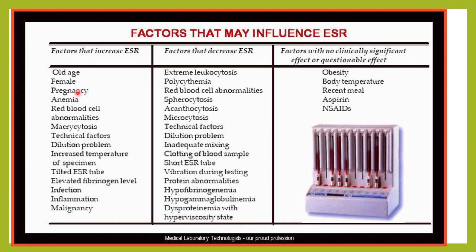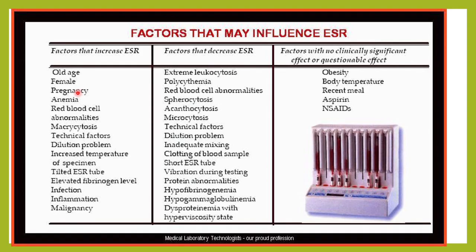Similarly, if you have polycythemia, too many red cells, they cannot move, they cannot settle, they cannot pack, so ESR decreases. Too many leukocytes, excessive leukocytosis, ESR can decrease. If RBCs are spherical, as in spherocytosis, they cannot form Rouleaux, they cannot stack together, so ESR decreases. RBCs that are sickle shaped or microcytic also decrease ESR.